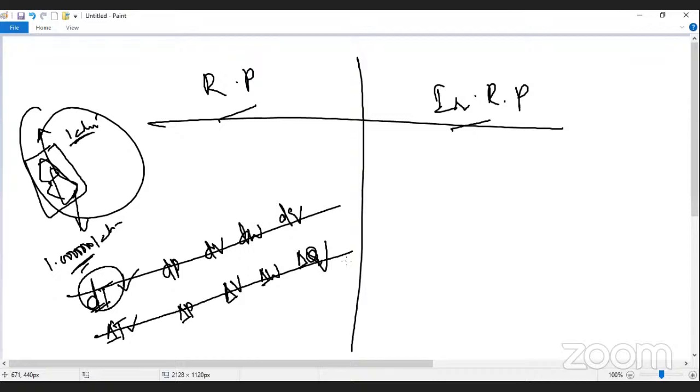Therefore, can I not give a statement? Heat transfer takes place across the temperature difference dT in a reversible process, or in a quasi-static process. Write down: heat transfer takes place across the temperature difference dT in a reversible process or in a quasi-static process.